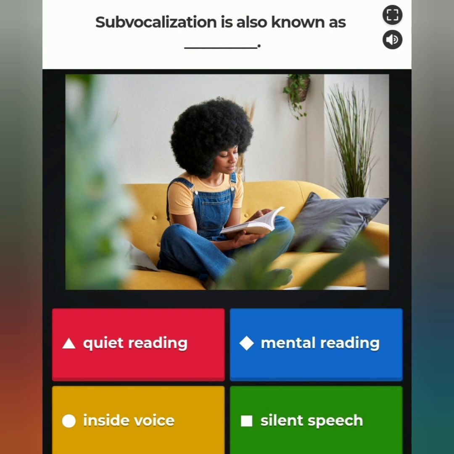Subvocalization is also known as, if you put inside voice, you are definitely far from the answer.